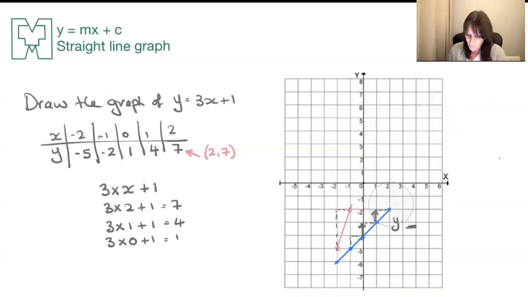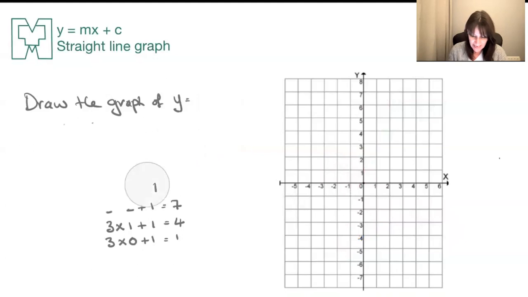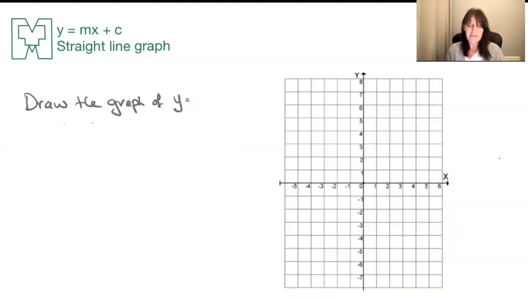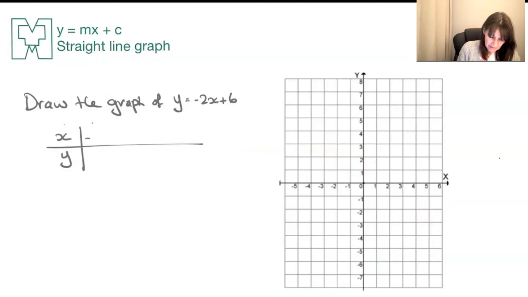Okay, let's clean it all up and just do a negative one, just so that you can see there is actually nothing to worry about. You don't change a thing just because it's starting to feel a little bit harder. So let's say we've got minus 2x plus 6, for argument's sake. So I've got to create my table. We'll do the same as before. My rule this time is minus 2 times whatever the x is plus 6.